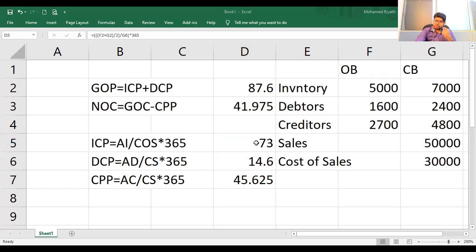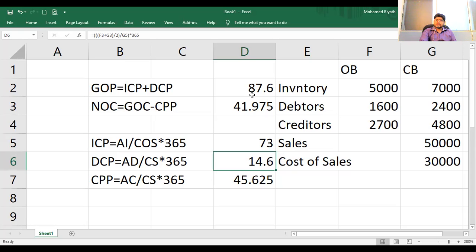And what does this 14.6 mean? Debtors collection period, what does it mean? What's the logic behind it? Once you make sales, how many days do you have to wait to collect money from your customers? 14.6 days. Yes, almost 2 weeks, right? You have to wait almost 2 weeks to collect your money from your customers.